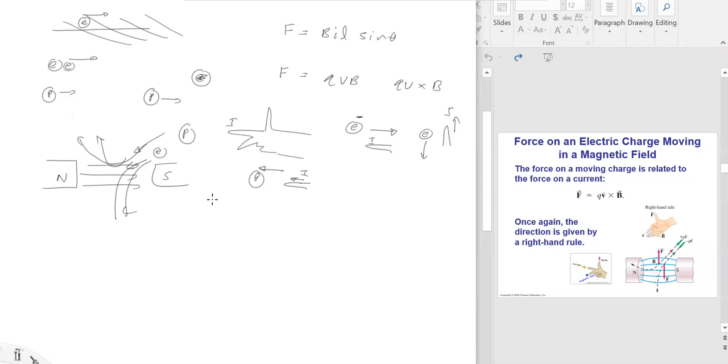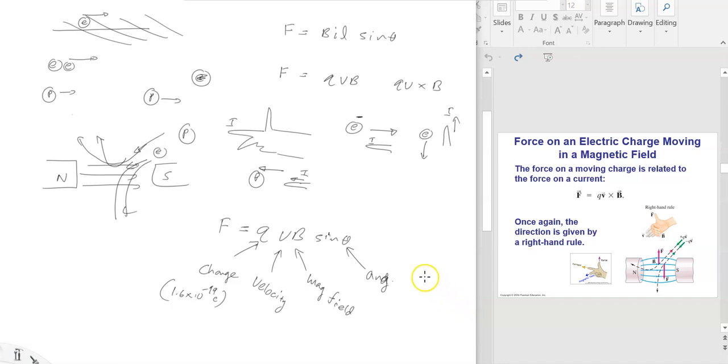Now, how do we find the magnitude of force? F equals q v B, that is sine theta also. This is the charge. So if it is a proton, we know that this is going to be 1.6 times 10 to the negative 19 coulombs. This is the speed, velocity, how fast it's coming in. Magnetic field. The angle between the velocity and the magnetic field. Angle.